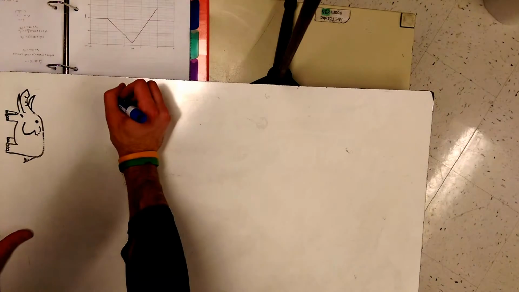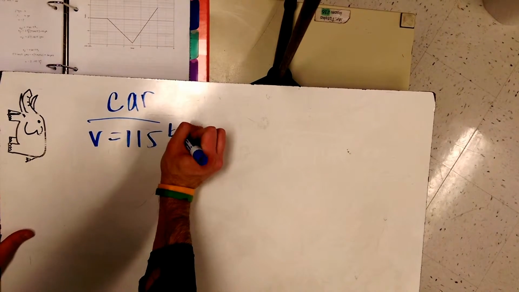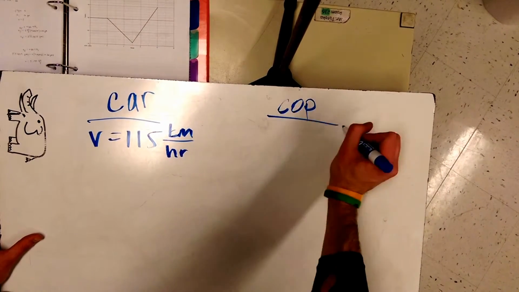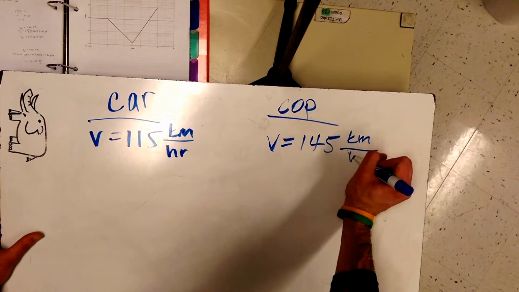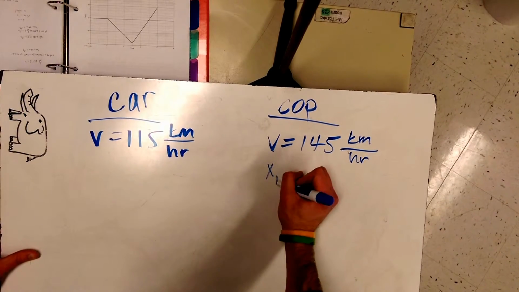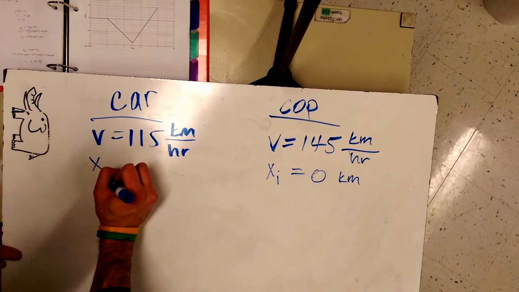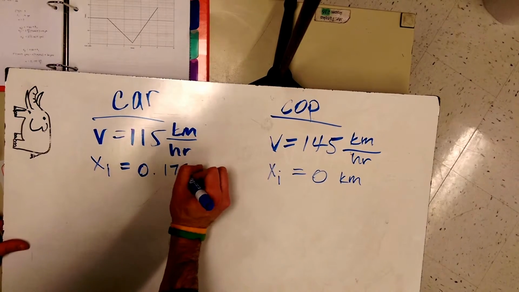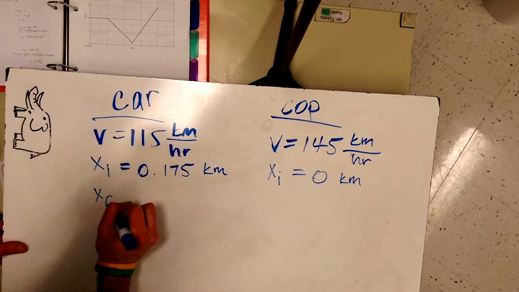In the problem it states that our car, or our speeder, is traveling at 115 kilometers for every 1 hour. It gives us that our cop has a velocity of 145 kilometers for every 1 hour. It says that our cop also begins at the top of an on-ramp, so we're going to give him the initial position of 0 kilometers. And it says that at that time, the speeder is roughly 175 meters ahead, or 0.175 kilometers ahead. The things we don't know in this case, we don't know what their final position will be.